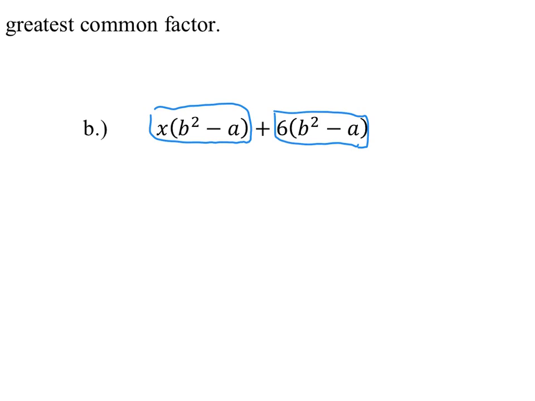As I look at each term, what do they share? Well, they both have a b squared minus a. And so I can pull that b squared minus a out of both of them, even though it's something complex. I can still take it out of both of them and still ask myself that same question. What b squared minus a times what is this? Well, that'd be b squared minus a times x. And then b squared minus a times what is this? And that'd be b squared minus a times 6, or positive 6, right?